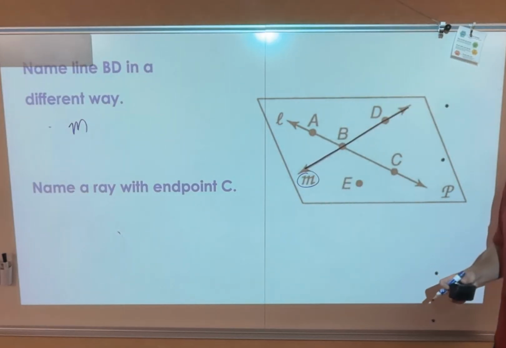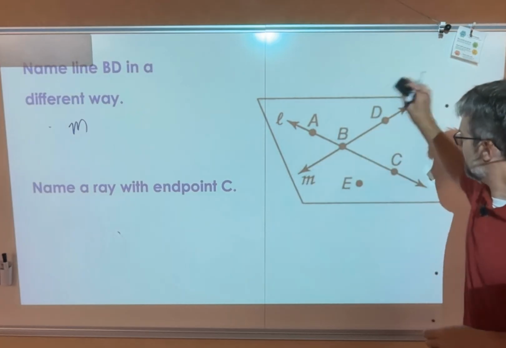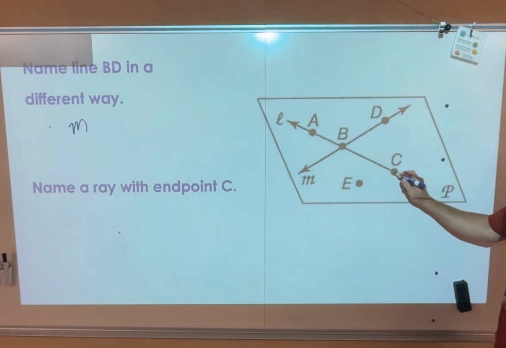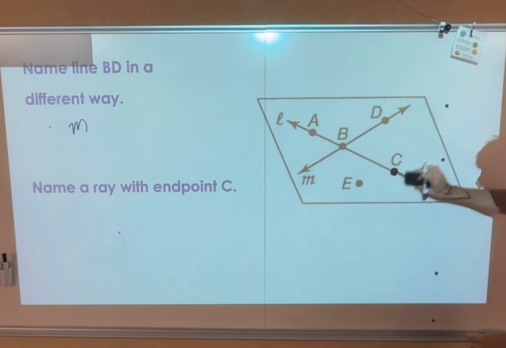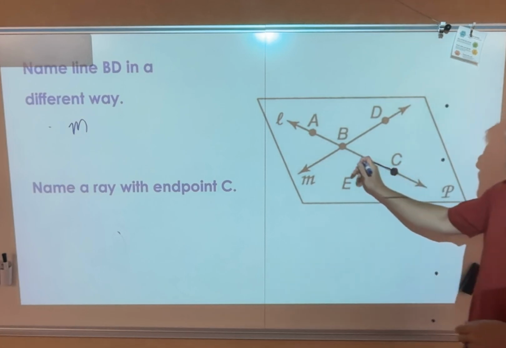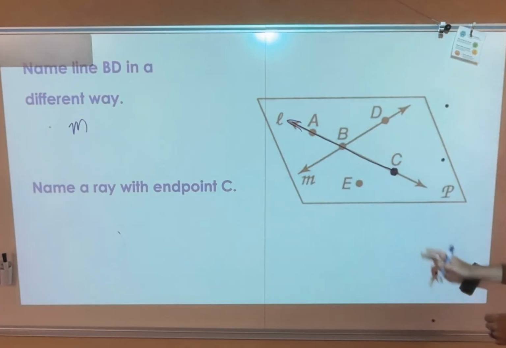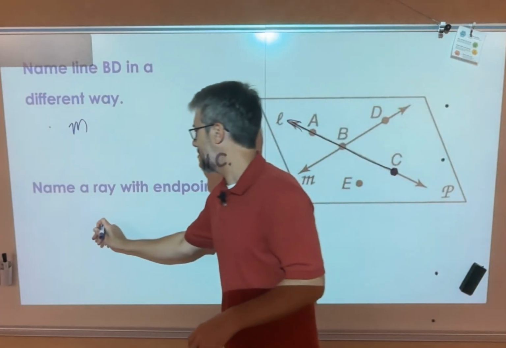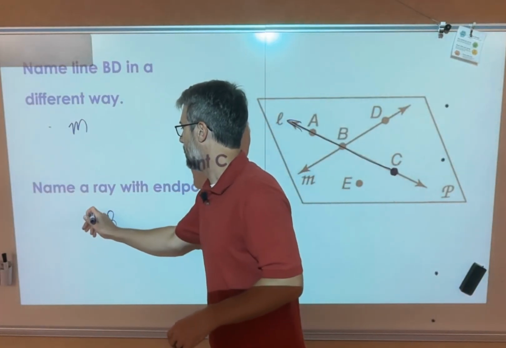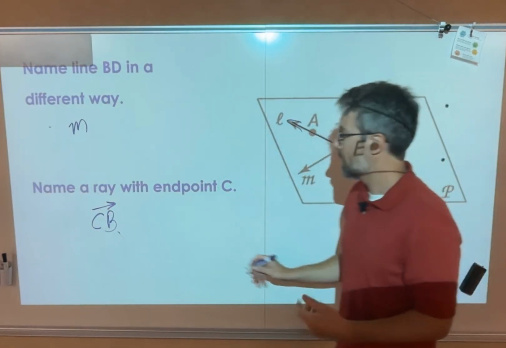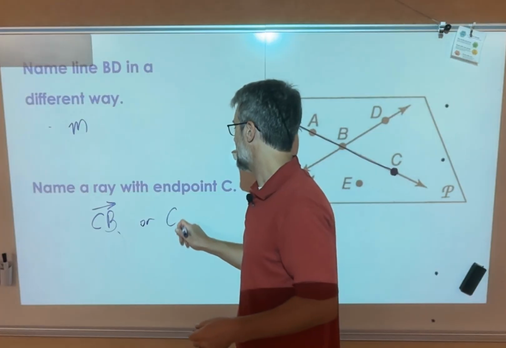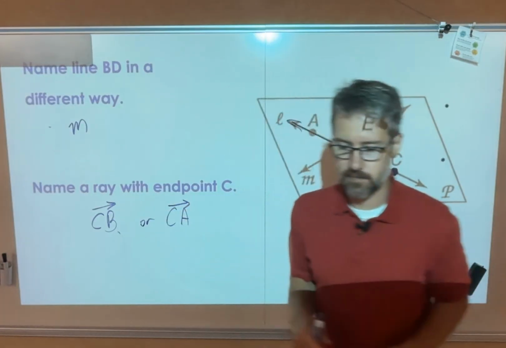Next one, naming a ray with endpoint C. Well, that endpoint is the starting point. Now I don't want to go this direction, because I don't have any other points labeled there. I want to go in the other direction. So I want to think about how I could name it going this direction. Well, I'm going to start with a C and then either B with a ray symbol, indicating that it starts at C and goes through B, or CA would work as well.